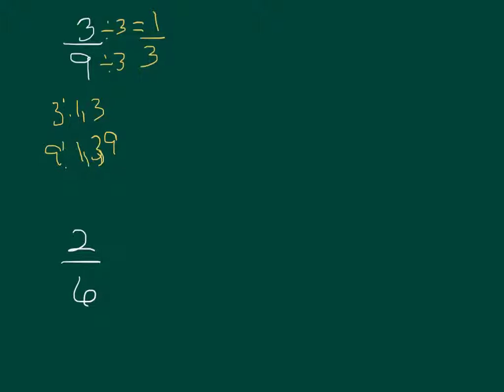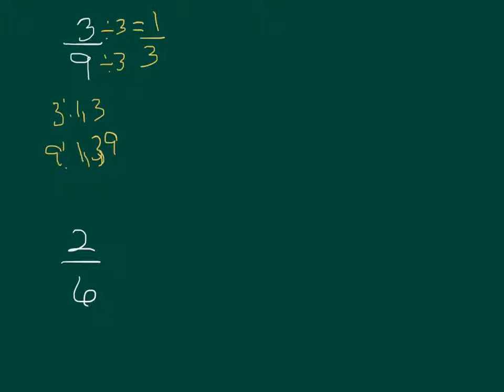Now, of these factors, 1, 3, and 9, which ones do they have in common, and which one is the largest? They both have 1. They both have 3. 3 is the largest factor they have in common. So therefore, 3 is the greatest common factor, just like we worked up here.